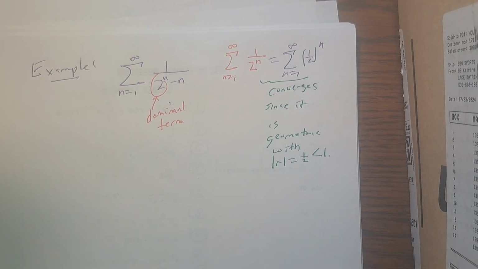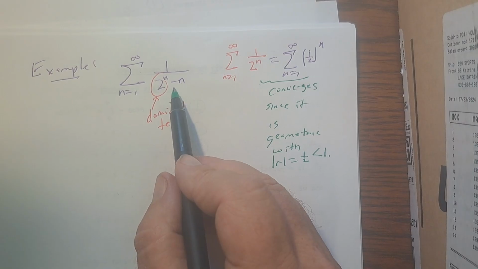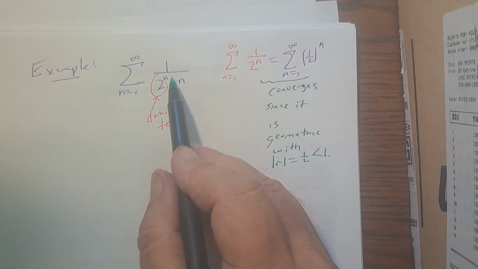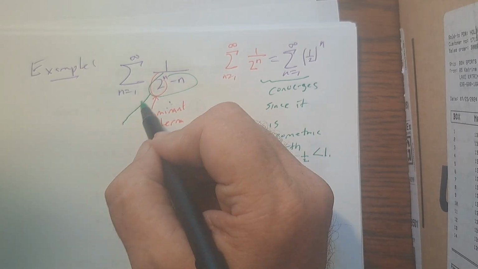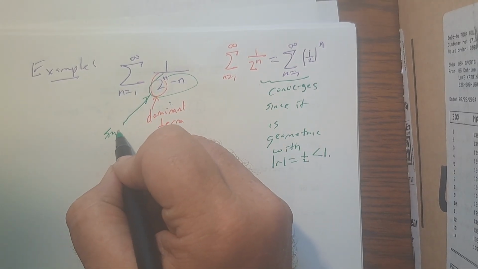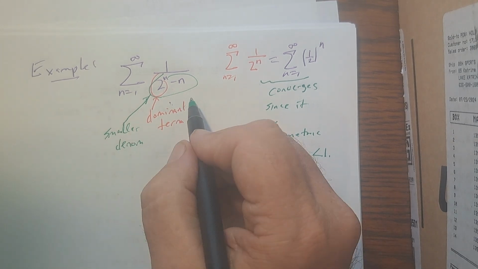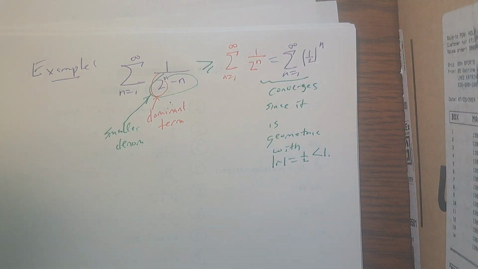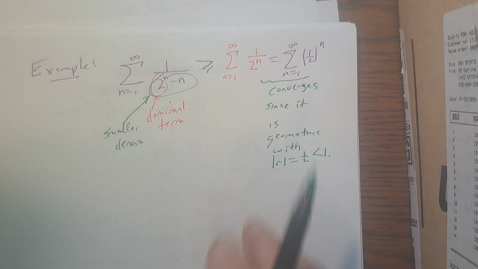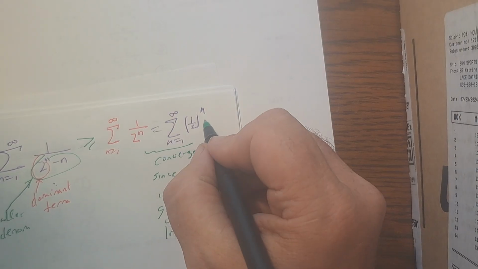Now let's see if the basic comparison test works. If you subtract something away in the bottom, and it's making the bottom actually smaller, that makes the ratio bigger. So this guy, between the two of them, that one has a smaller denominator. And that means that this guy will be bigger than or equal to the other one. Okay, but this one converges. So this guy's finite.